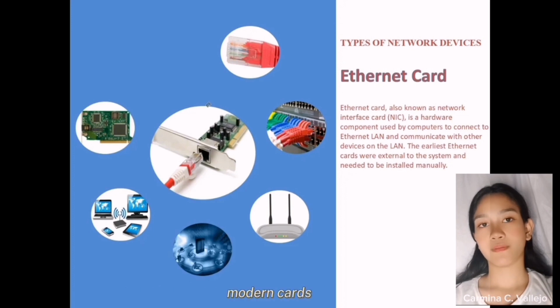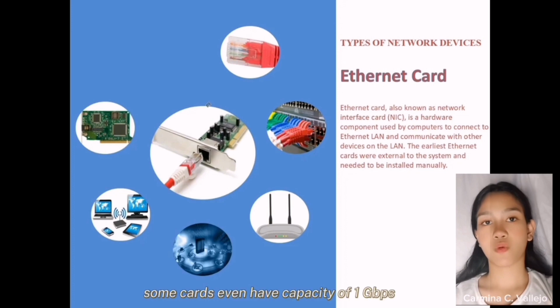However, modern cards support fast Ethernet up to a speed of 100 Mbps. Some cards even have a capacity of 1 Gbps. The next network device is the router.